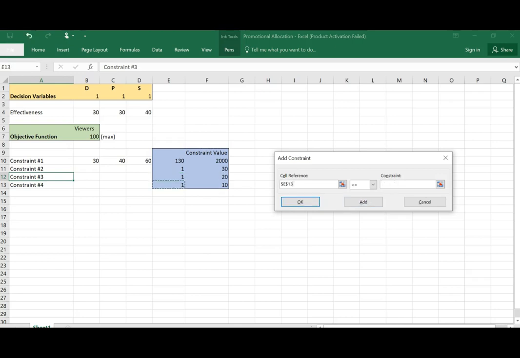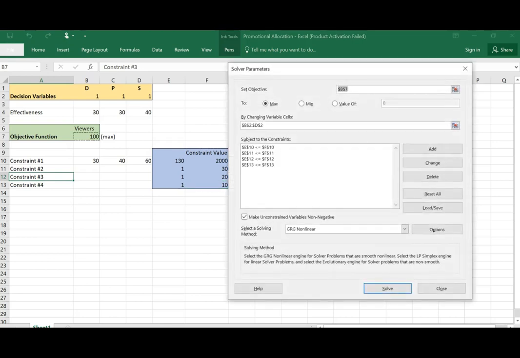The only thing that's a little bit complicated is on this last constraint. Once I've entered the information from my last constraint, rather than adding it, click OK. And what it's going to do is put all 4 of those constraints in there. So I've got my objective, I've got my decision variables, and I've got my constraints.